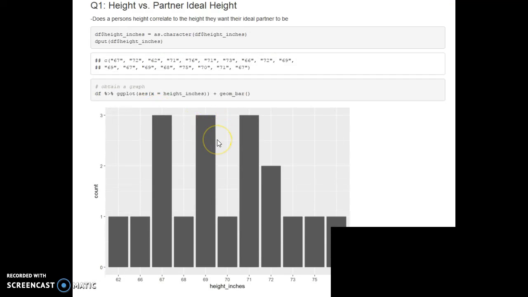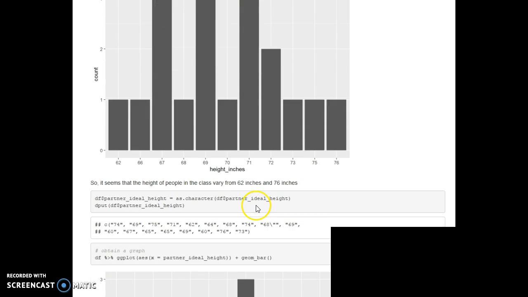This is the first graph we came up with. It's simply just the height of the class. We have a lot of people around 67 inches, around 69 inches, around 71. So this area is probably where the average of the class lies. A few shorter and a few a bit taller.